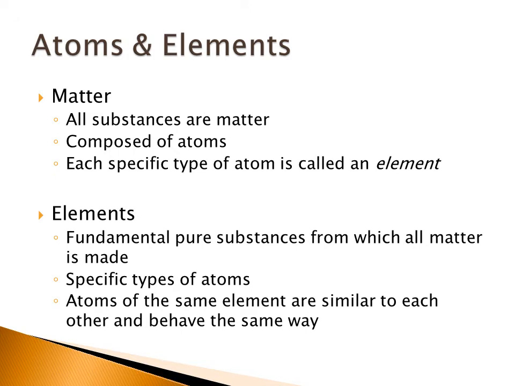So all substances are matter, and all matter is composed of atoms. And specifically, each different type of atom is called an element. Okay, and elements then are those fundamental pure substances from which all matter is made. And we have specific types of atoms, and we can categorize them, and we understand that all atoms of the same element will be similar to each other, and they'll behave the same way.